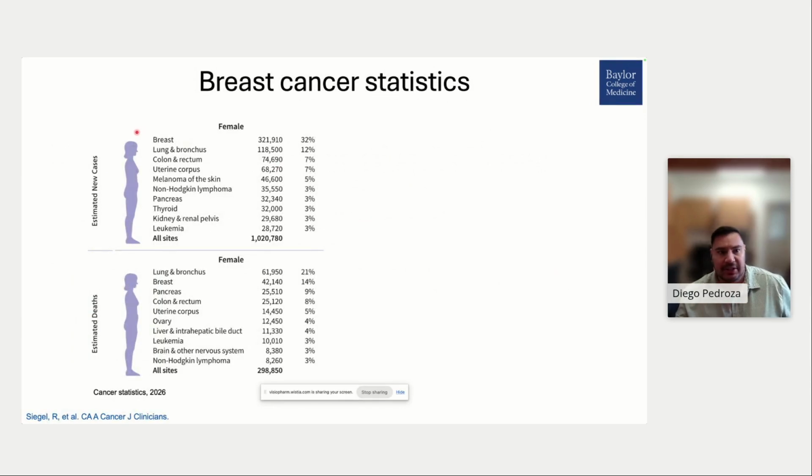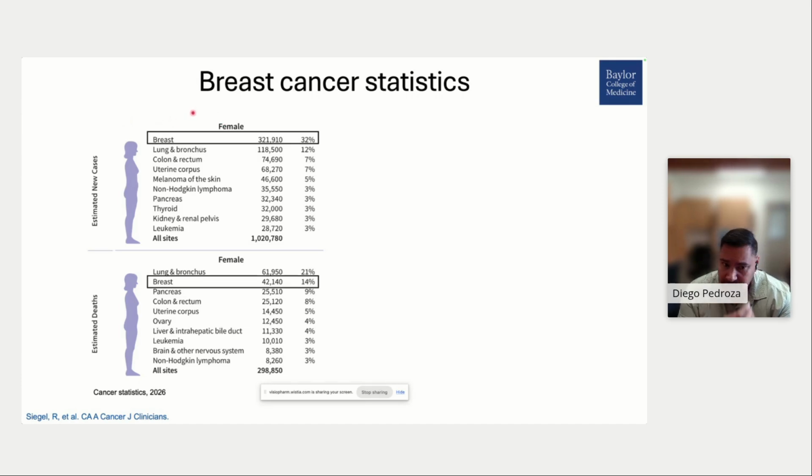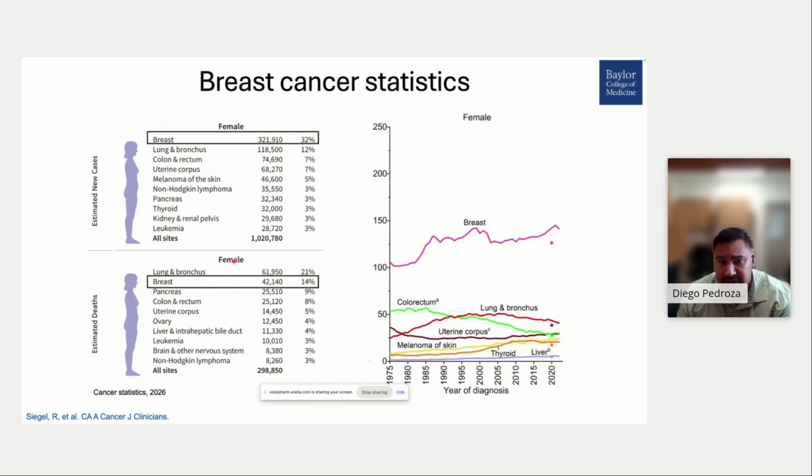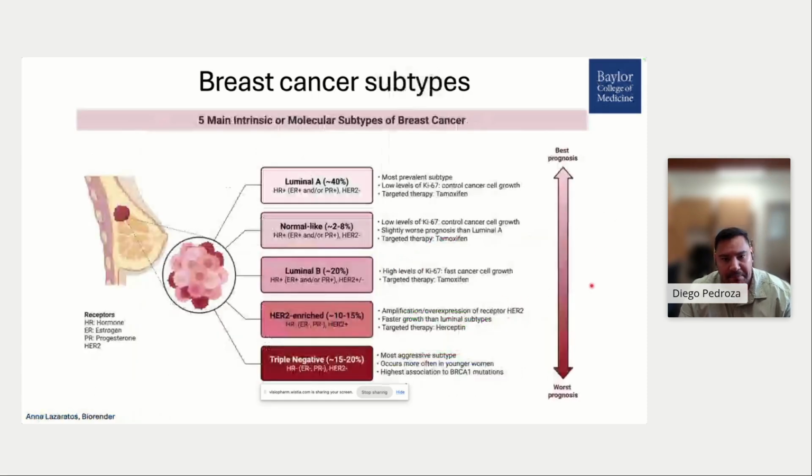So I just want to start off with some brief breast cancer statistics. I know not everybody works on cancer or breast cancer for that matter. Breast cancer has remained the highest and most commonly diagnosed type of cancer in women. Up to 42,000 women are estimated to die of breast cancer in 2026. And over the past several decades, breast cancer has remained the most diagnosed type of cancer in women, just over lung cancer as well.